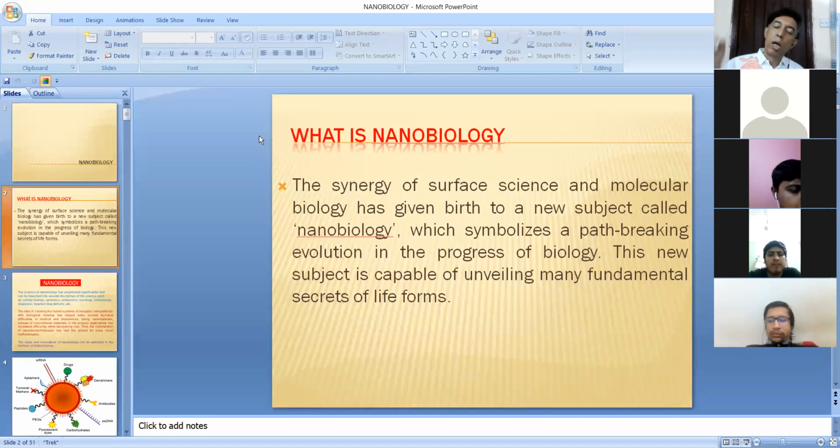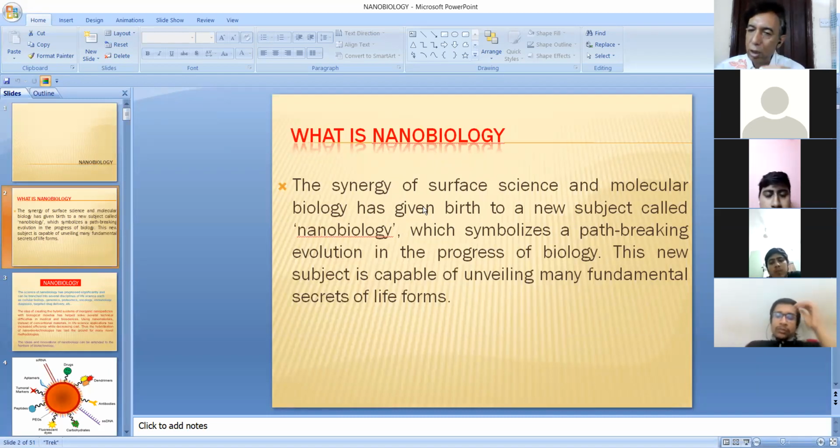So the scientists are very eager to see how these things are working and how they can reproduce it in the laboratory. So the synergy of surface science, that means the combination of nanoscience with molecular biology. Why is it called molecular biology? Because this works at molecular level.